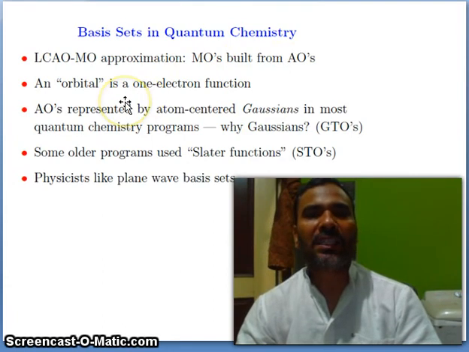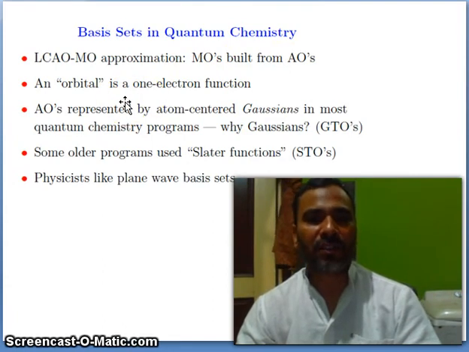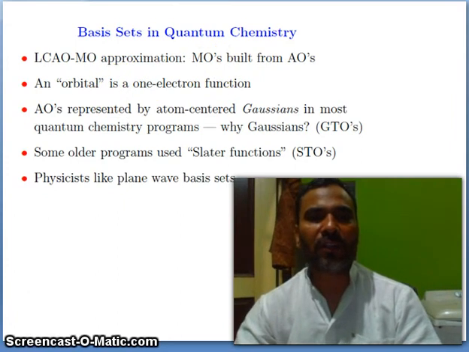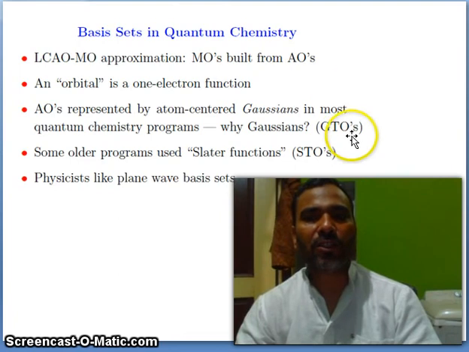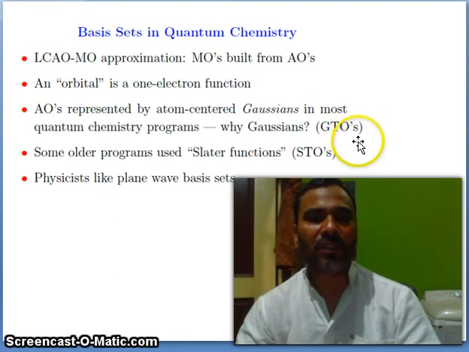So an orbital is a one-electron function. When you are talking about an orbital, it is a one-electron function. That is important: not none, one electron function. Atomic orbitals are represented by atom-centered Gaussians in most quantum chemistry programs. So why Gaussian? What is the meaning of GTOs? Focus on atomic orbitals: how atomic orbitals combine together forming molecular orbitals. What is the meaning of orbital? What is the meaning of one-electron functions?